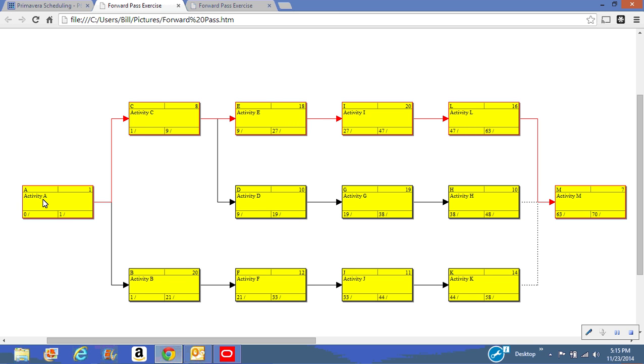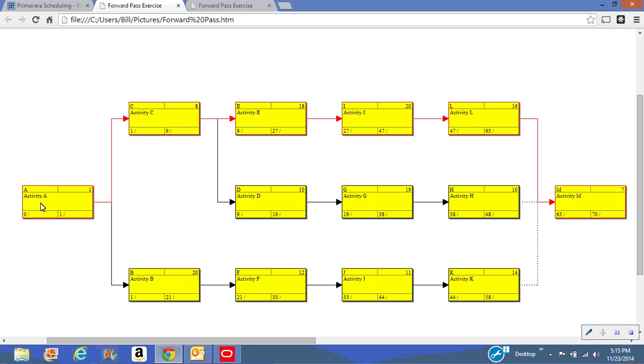And the first number we'll look at is in the upper right-hand corner. That's the duration of each activity. Down below on the bottom line, on the left-hand side, will be the start day. And on the right-hand side will be the finish day for each task. So we can see that activity A starts on day 0, finishes on day 1. You'll notice I also put a forward slash in there. That's because as we do the backwards pass calculation, we'll be plugging in another number for comparison. So let's talk about the forward pass first.